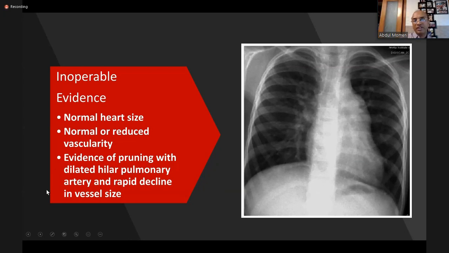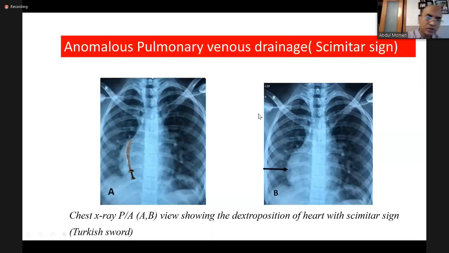Anomalous pulmonary venous drainage, Scimitar sign. In this ASD patient, the chest X-ray PA view shows dextroposition of the heart with the Scimitar sign, the Turkish sword. This is the Turkish sword. Here we see the Scimitar sign. This is a Scimitar sign of anomalous pulmonary venous drainage into the IVC. So this is the anomalous pulmonary drainage, Scimitar sign.